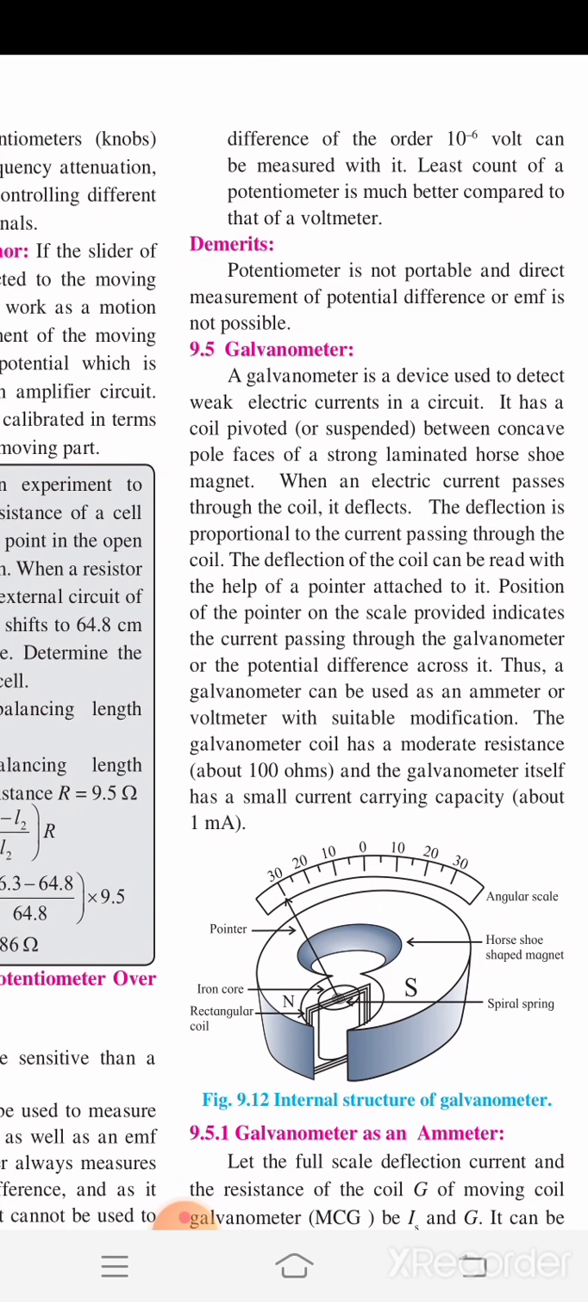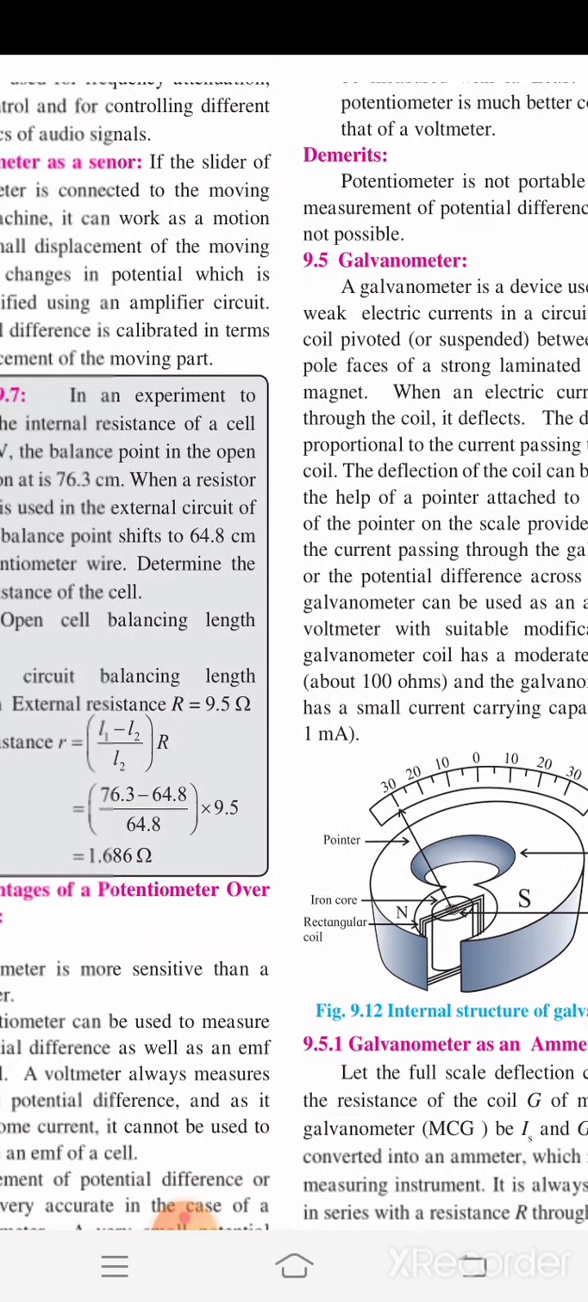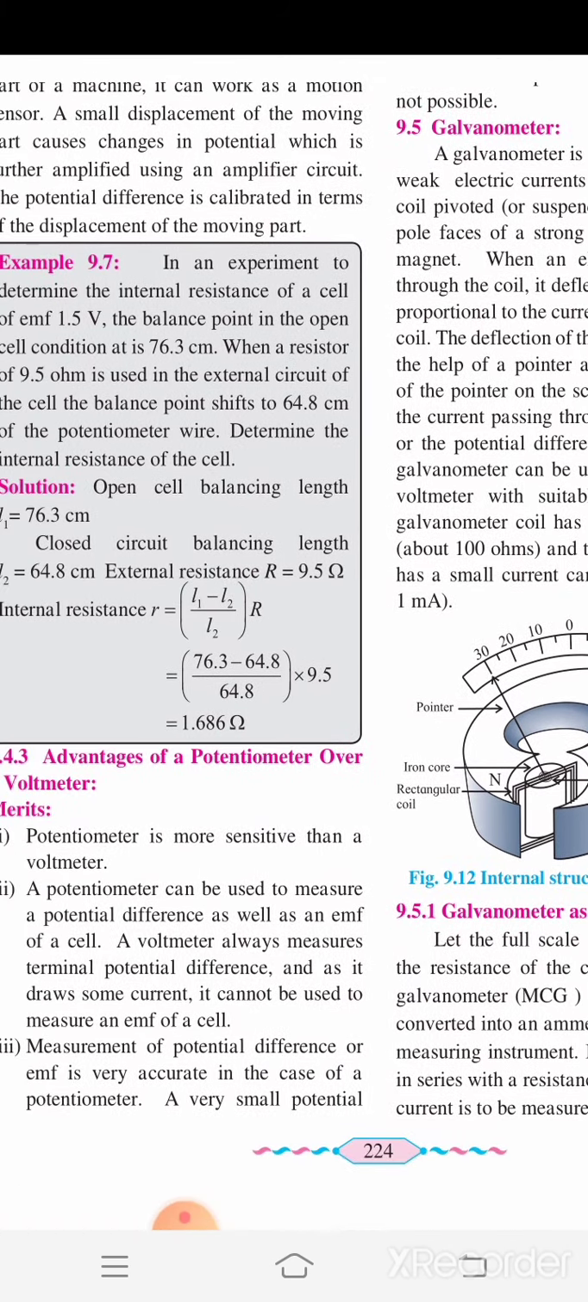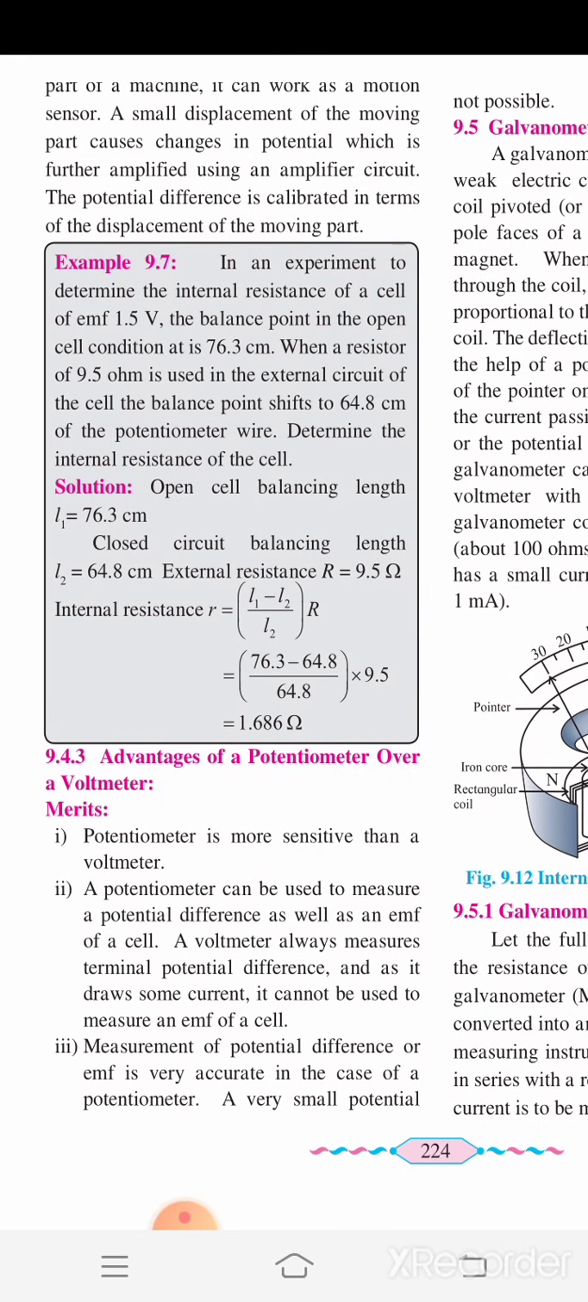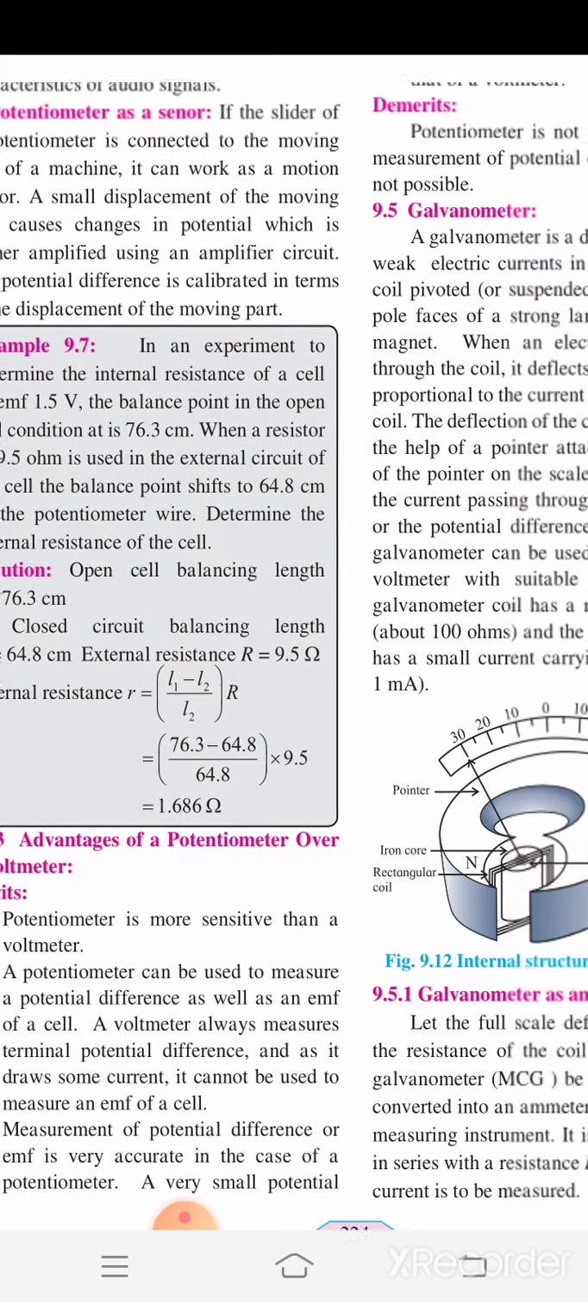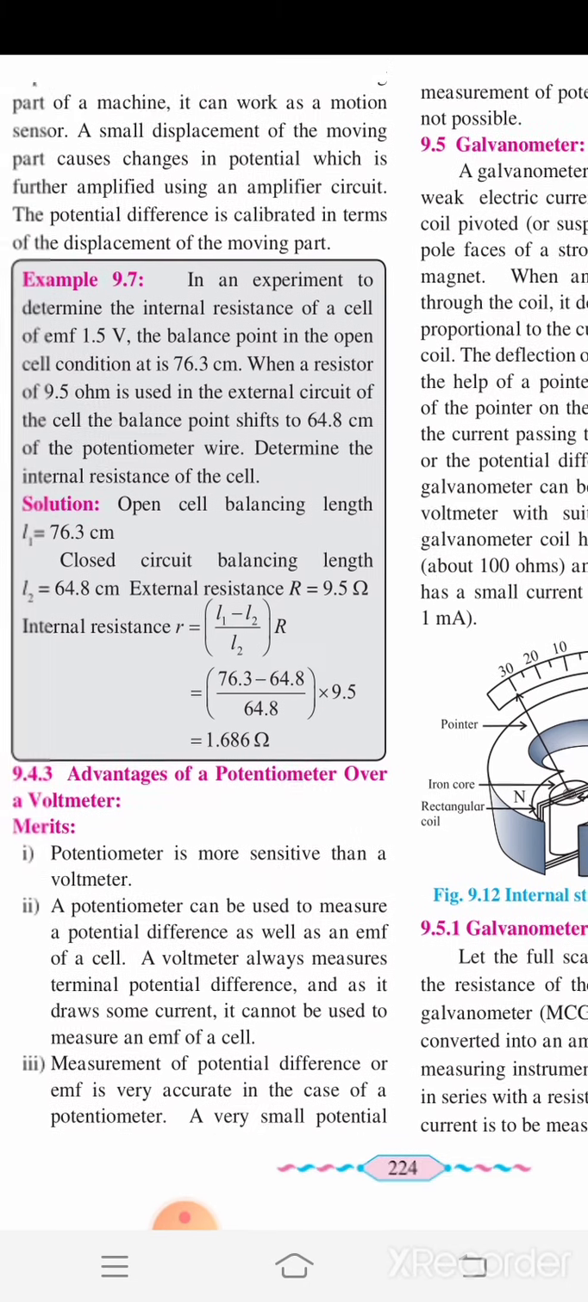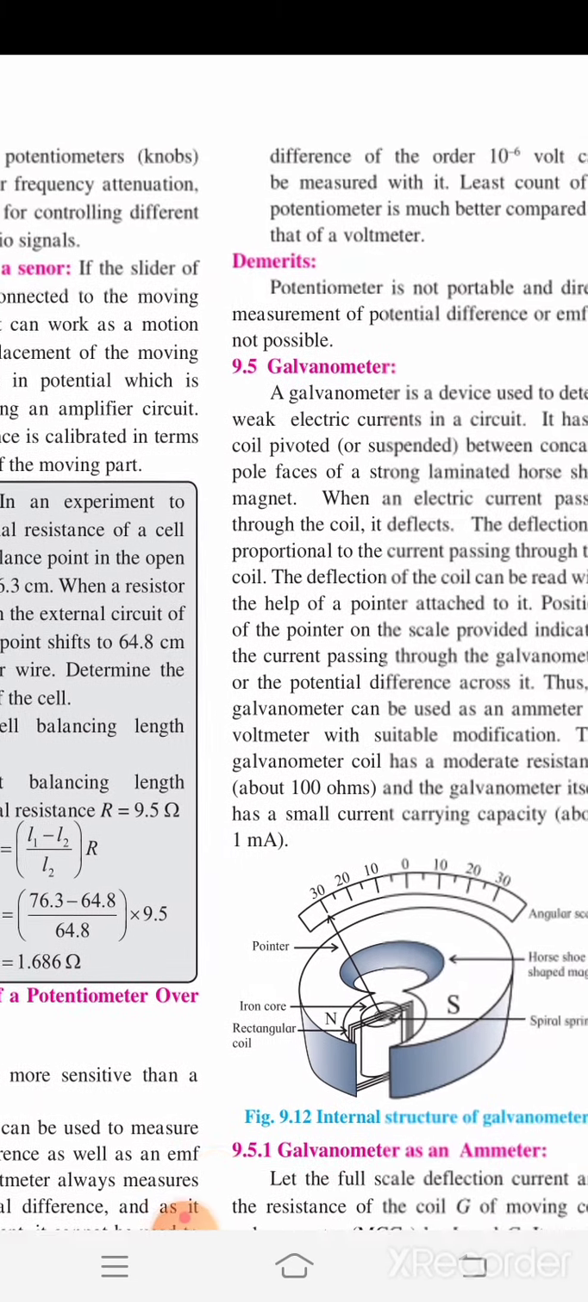The least count of a potentiometer is much better, or best, as compared to a voltmeter. That's why the potentiometer instrument is used in place of a voltmeter. These are the advantages of potentiometer over a voltmeter. These merits show that the potentiometer is best as compared to the voltmeter.